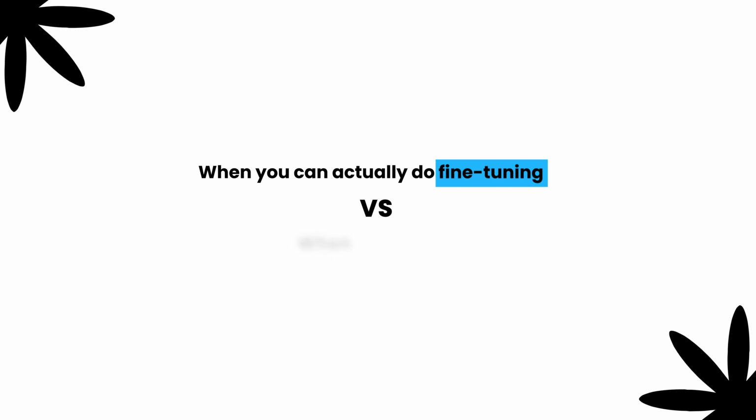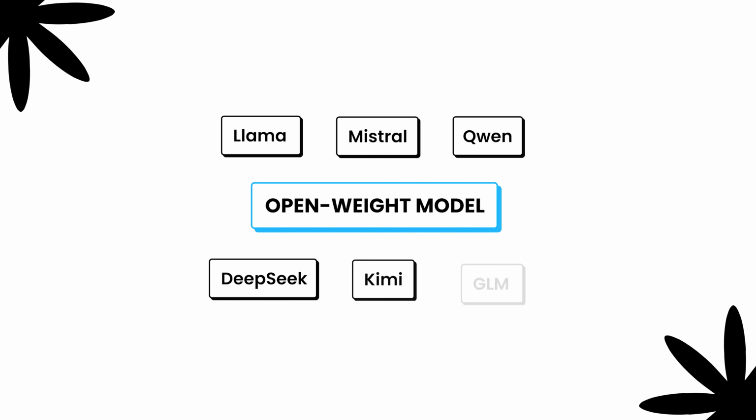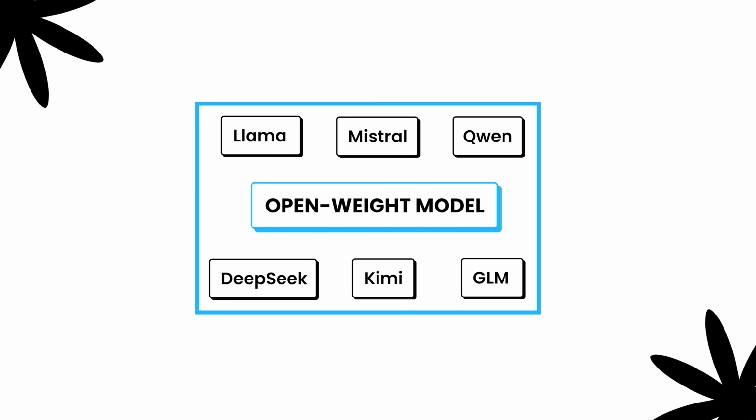Let me also explain when you can actually do fine-tuning versus when you cannot. Open weight models are easier to fine-tune. When inference providers like Hugging Face Inference or Nebius Token Factory give you an API to an open source model, or rather an open weight model, what they're really doing is hosting the model weights and distributing them across GPUs. Because the weights are open, you can go in and change those parameters through fine-tuning. So models like Llama, Mistral, Qwen, DeepSeek, Kimi, GLM, these are all examples of open weight models that you can download, fine-tune and deploy.